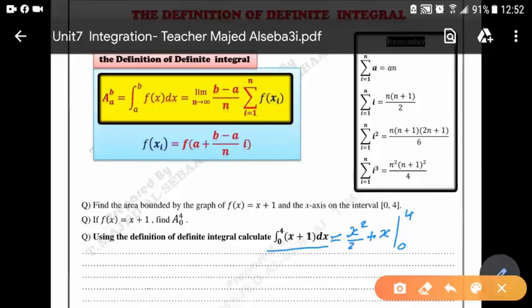It's going to be 16 over 2 plus 4 minus 0. Okay, I don't have to write minus 0 because everything will be 0. I substitute 4: 16 divided by 2 is 8, plus 4 is 12. This is the answer. See how easy it is?